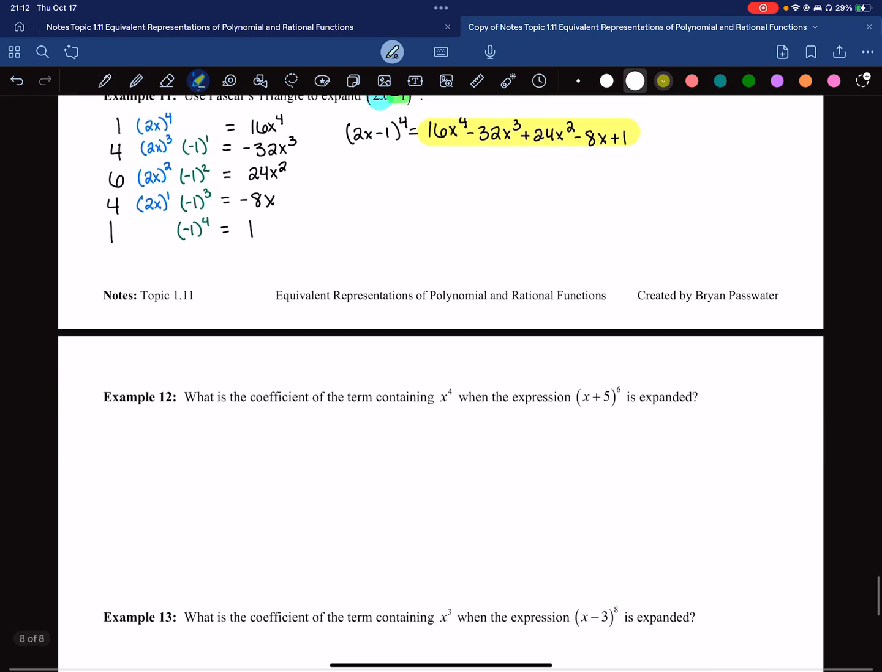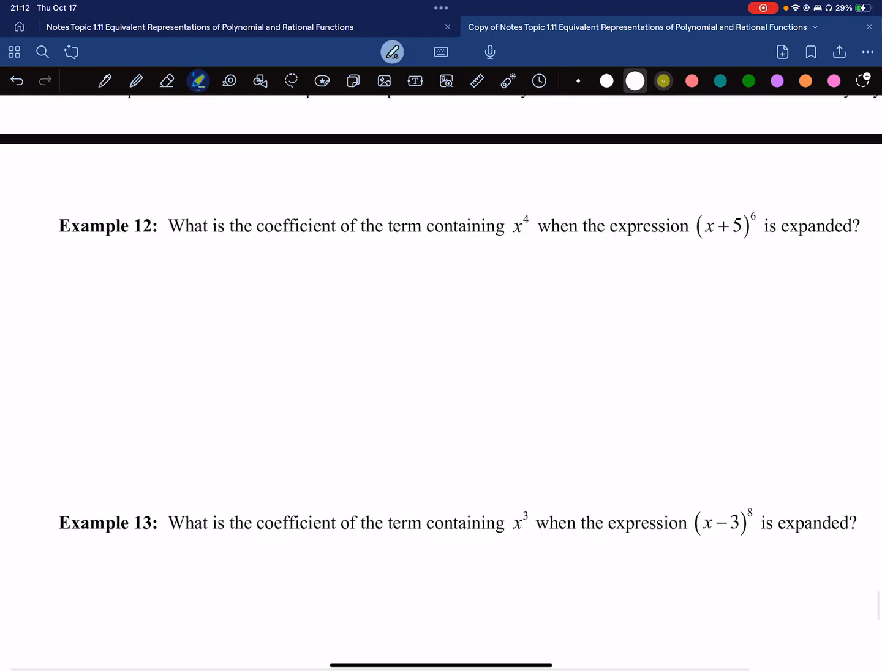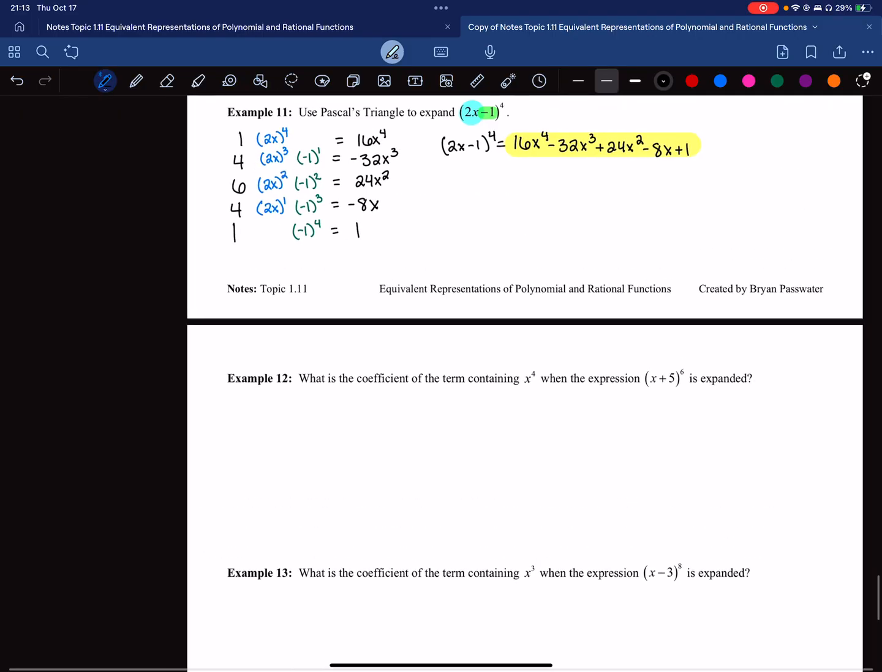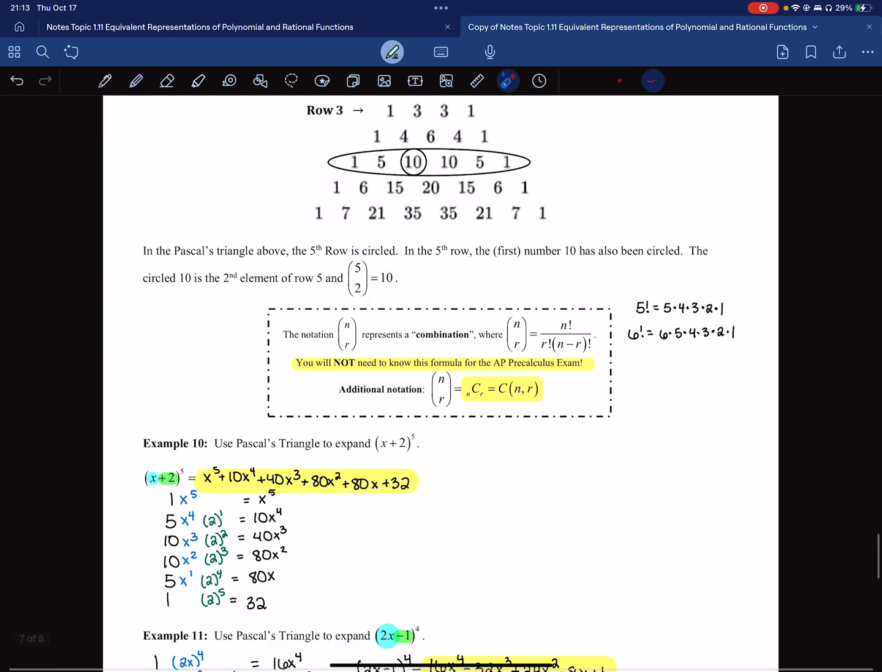Okay. Now, on example 12, what is the coefficient of the term containing x to the fourth when the expression x plus 5 is expanded? So you do not have to fully expand everything. All you have to do is know when you get to the x to the fourth term. So if we are using an exponent of 6, that means we need the row that contains the 6. So we're going to use 1, 6, 15, 20, 15, 6, and 1.